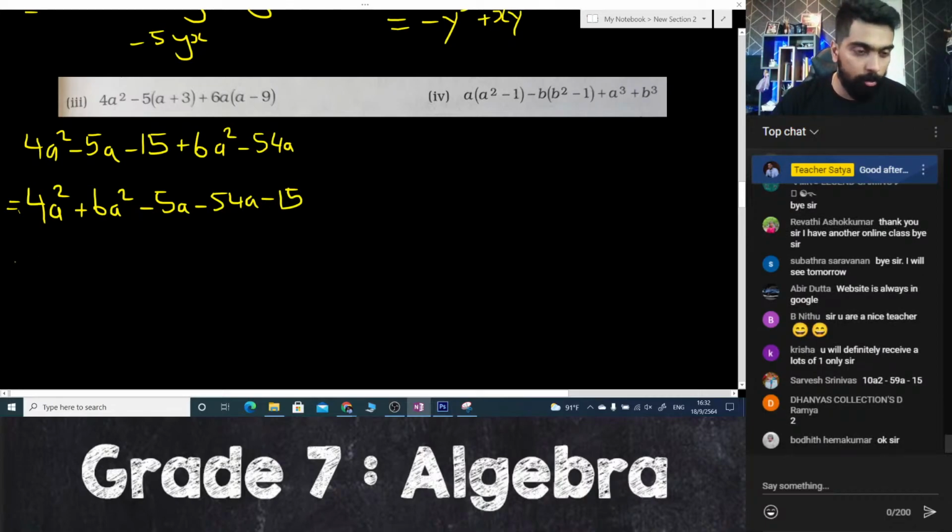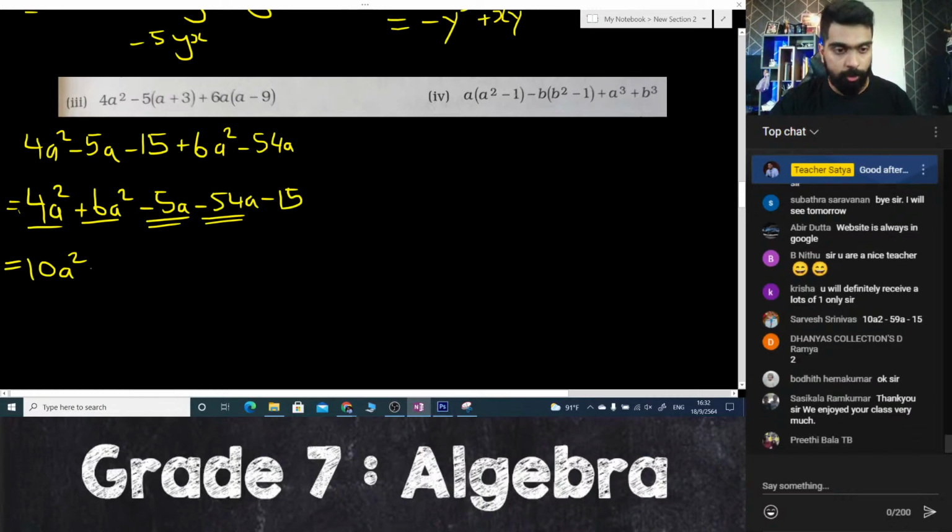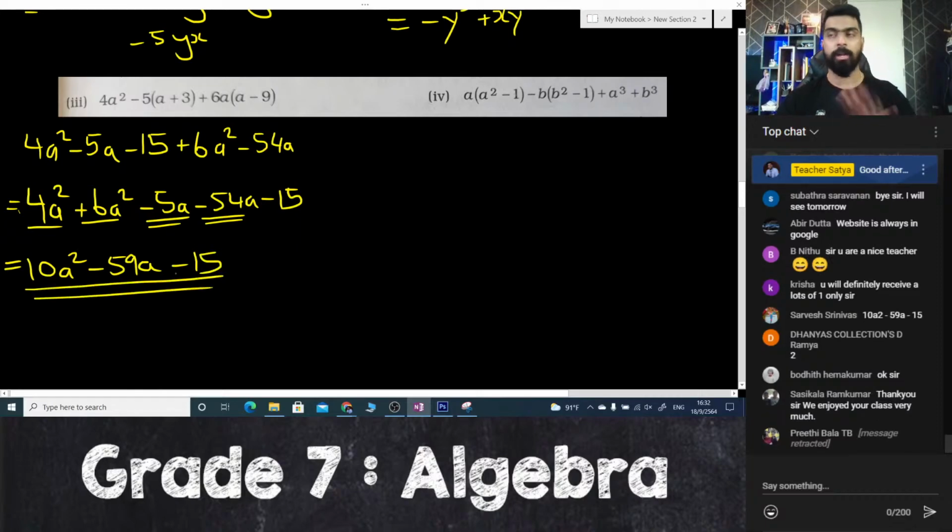All right, so we are almost at the final step. Now we can add up the like terms. So this and this are like terms, and this one and this one are like terms. 4a squared plus 6a squared is 10a squared. And then minus 5a minus 54a will give us minus 59a. And then we have a negative 15. So this is our final answer, boys and girls. We are done.